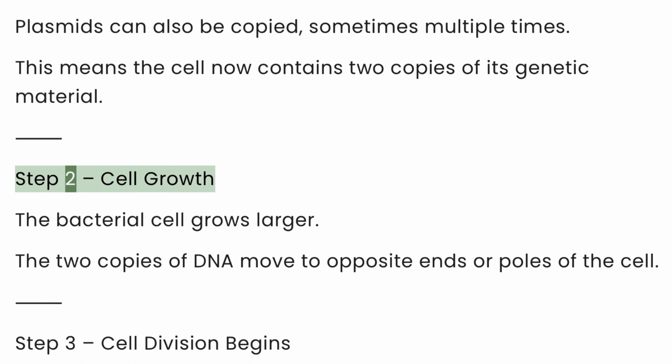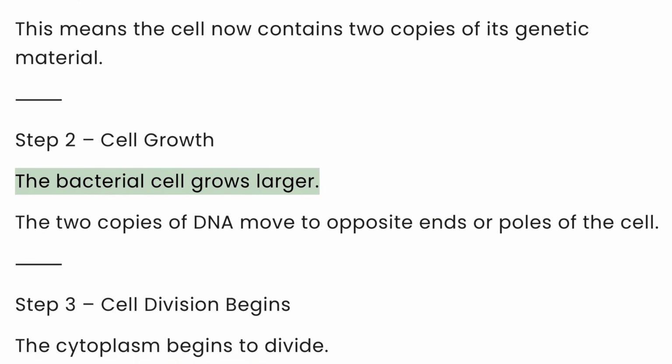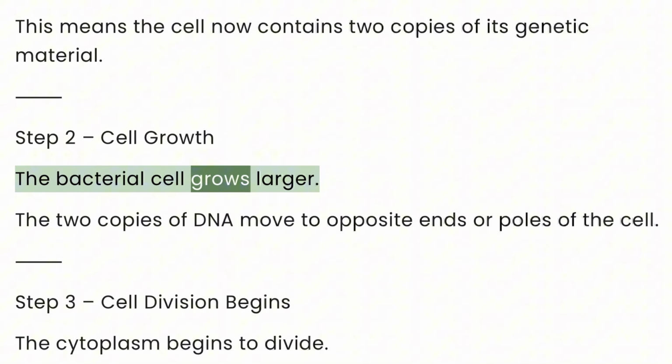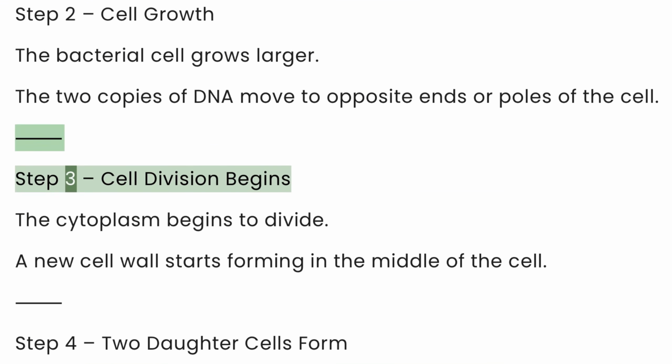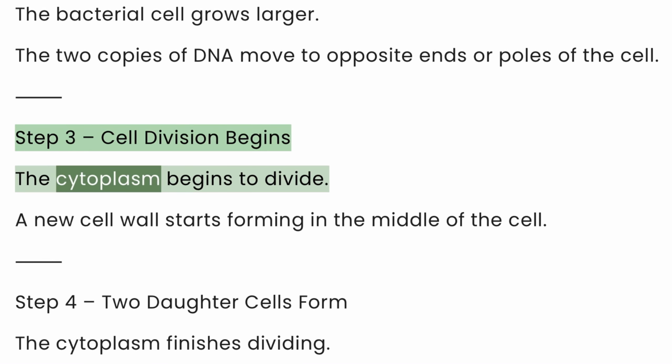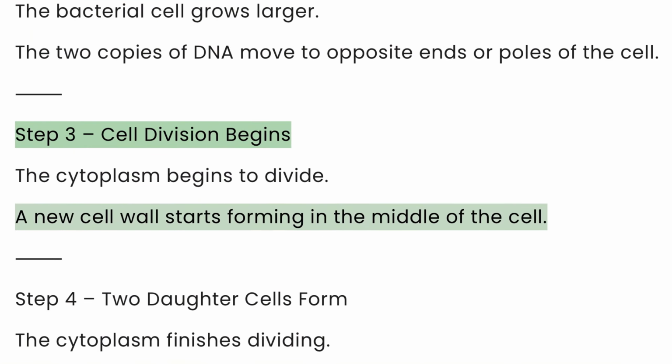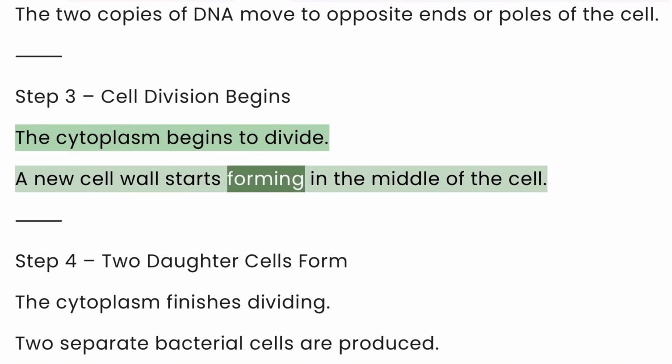Step 2. Cell growth. The bacterial cell grows larger. The two copies of DNA move to opposite ends or poles of the cell. Step 3. Cell division begins. The cytoplasm begins to divide. A new cell wall starts forming in the middle of the cell.